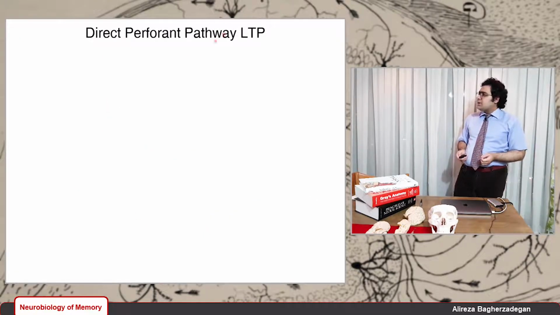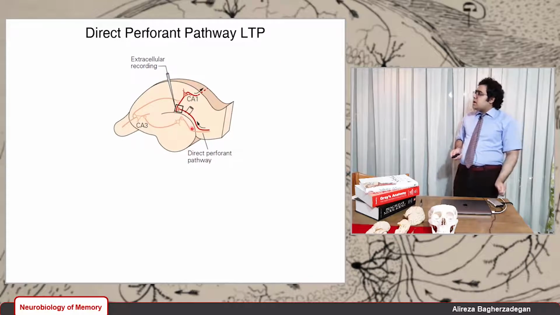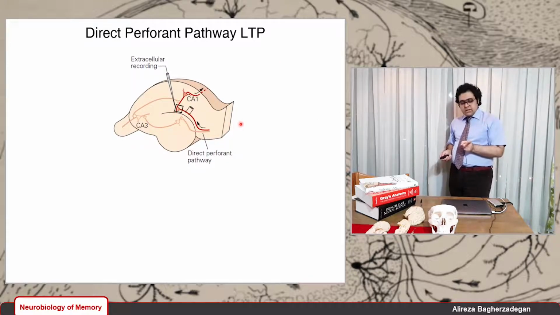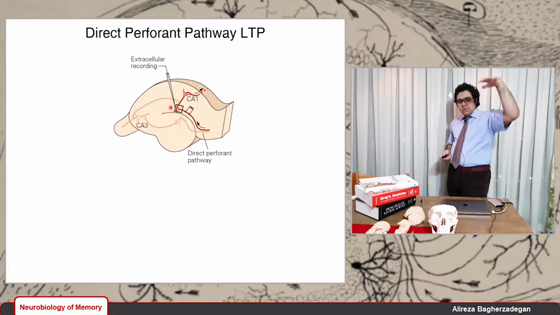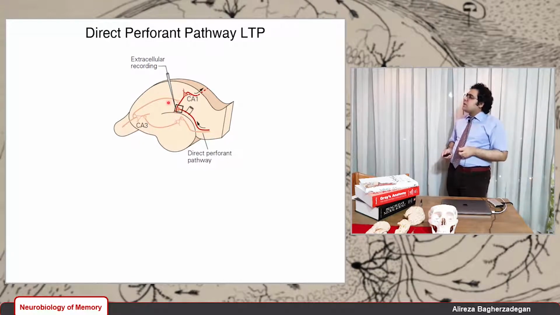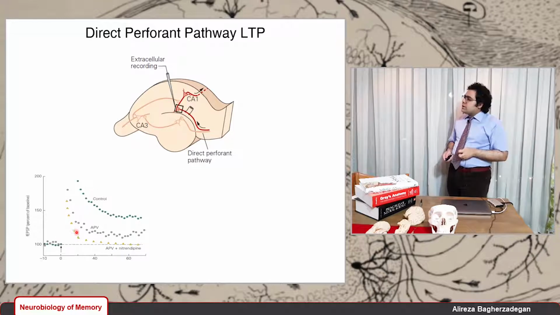Now let's talk about the LTP in the direct perforant pathway. In the direct perforant pathway, we have the axons of the pyramidal cells of the entorhinal cortex, actually the third layer of the entorhinal cortex, which directly contact the very distal apical dendrites of pyramidal cells in CA1. And what we do is that we apply APV, and we see that the long-term potentiation is not completely blocked. It's partially blocked. We still have a little bit of LTP.